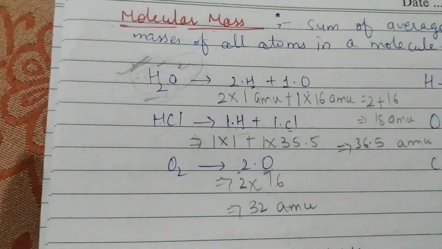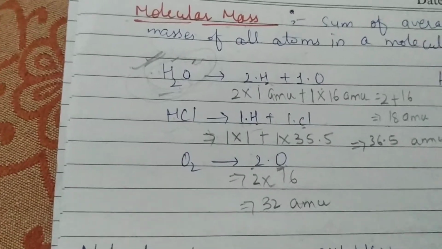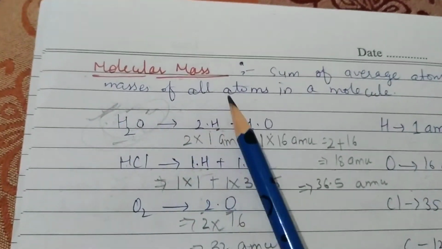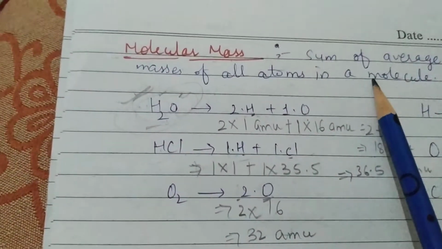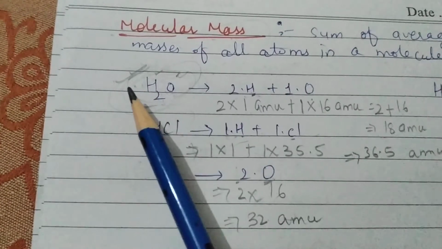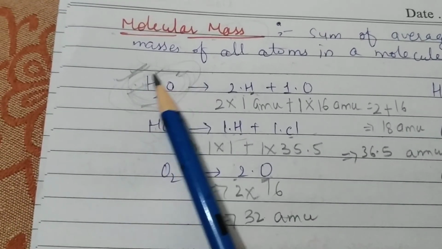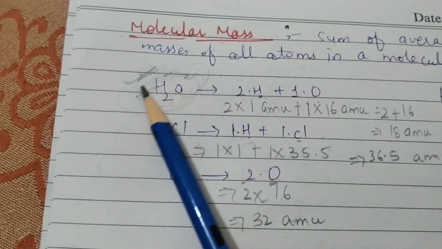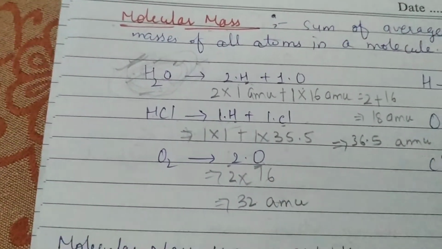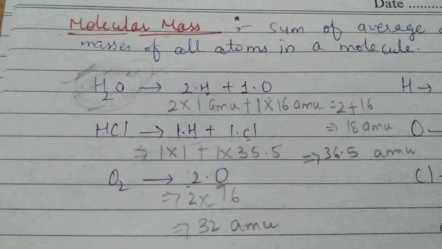So this is about the molecular mass. It is the sum of average atomic masses of all atoms in a molecule. So you can find the molecular mass of any molecule in this way. You just have to see how many atoms there are, and we have to take their sum. That is the molecular mass. I hope this is understood by all the students.